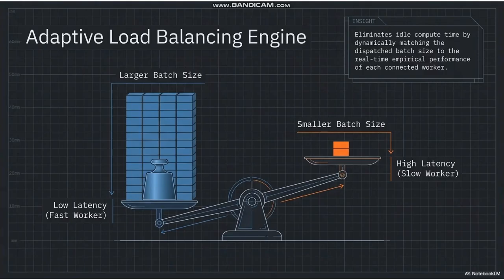Adaptive load balancing. Instead of sending equal work to all workers, PixelGrid dynamically adjusts batch sizes. Fast workers get larger batches while slow workers get smaller ones. This maximizes overall system efficiency.